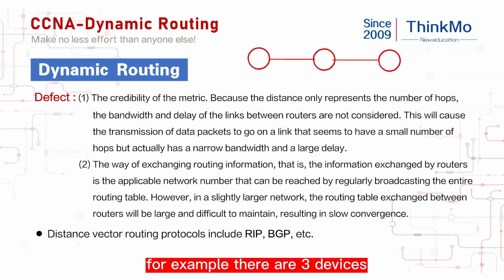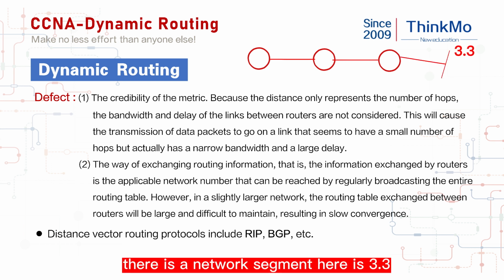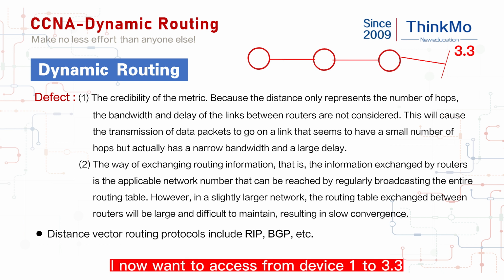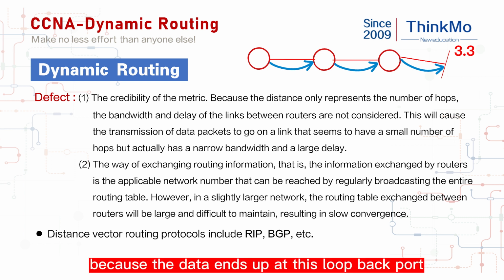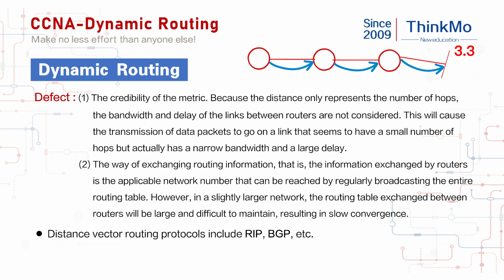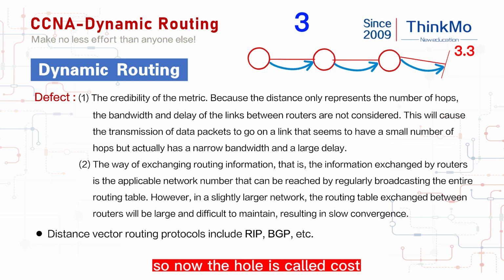For example, there are 3 devices, and there is a network segment here, 3.3. I now want to access 3.3 from device 1. So that's 3 hops, because the data ends up at this loopback port, which is also a hop count. It considers 3 hops. So now the whole is called cost, or called metric. Going to 3.3 is 3 hops. But in this case, credibility is low.